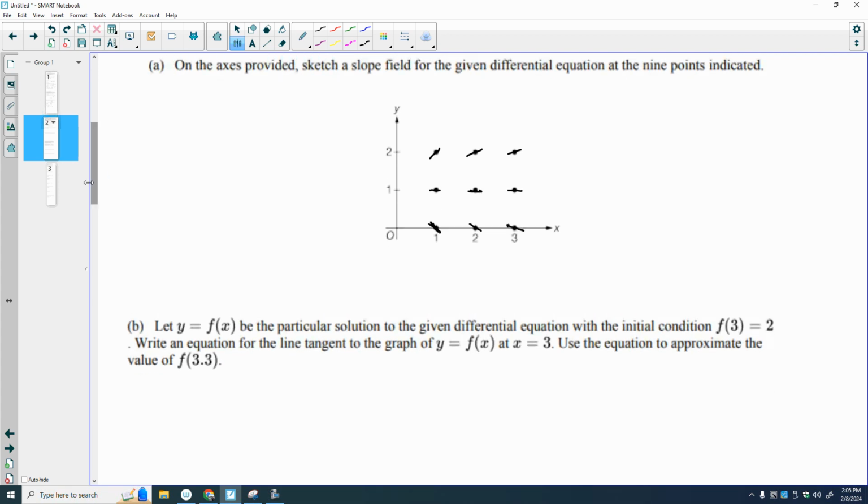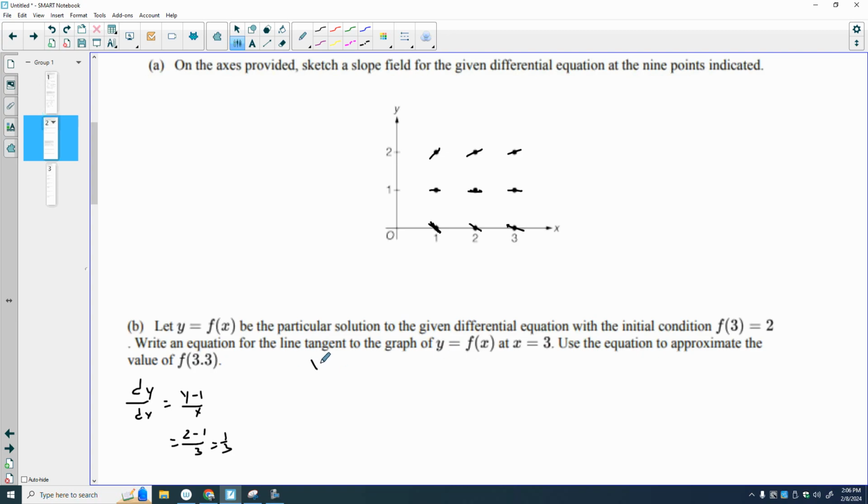Question B. Let y equals f of x be a particular solution, and so on. Write an equation for the line tangent to the graph. So we're doing the exact same thing we just did back in 1 and 2. So we know dy dx. Hopefully we're getting very good at this. Dy dx was equal to y minus 1 over x. And we want to find it at 3, 2. So y is 2. X is 3. My slope is 1/3.